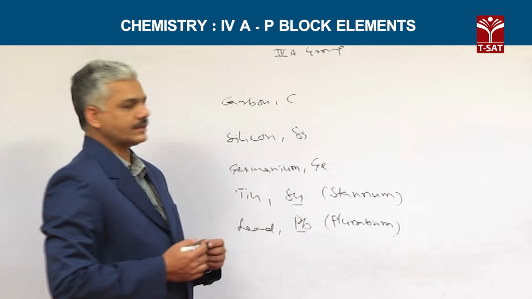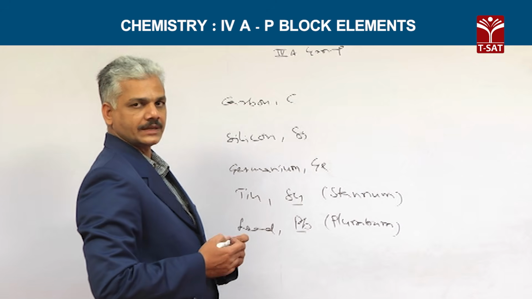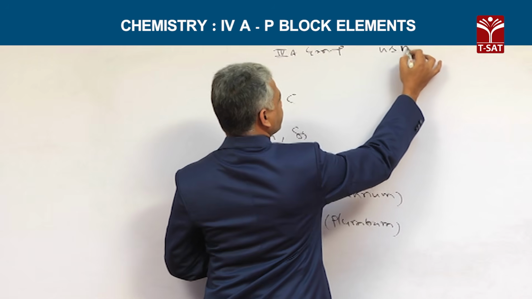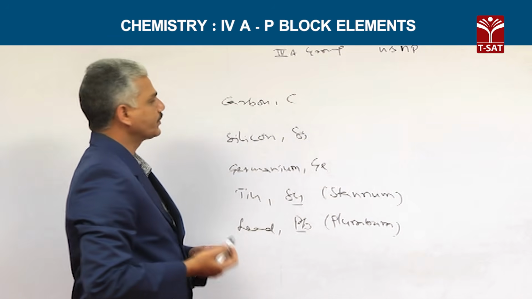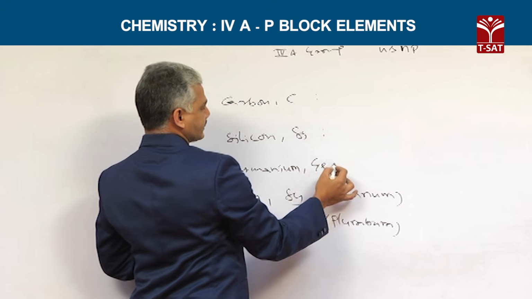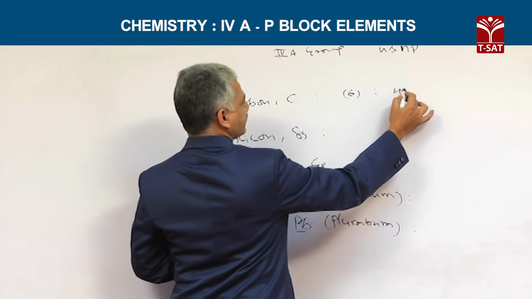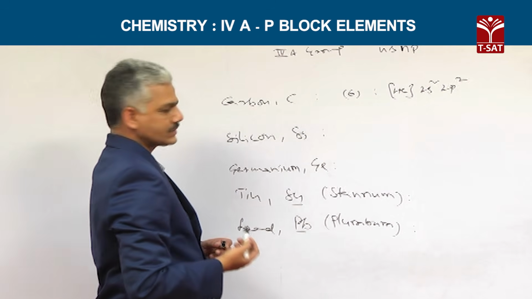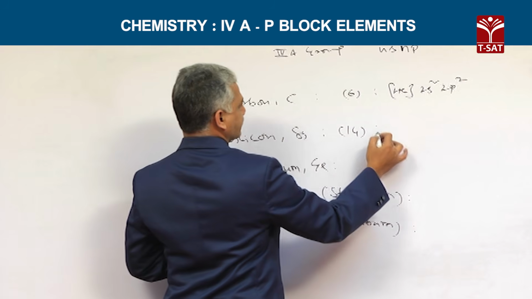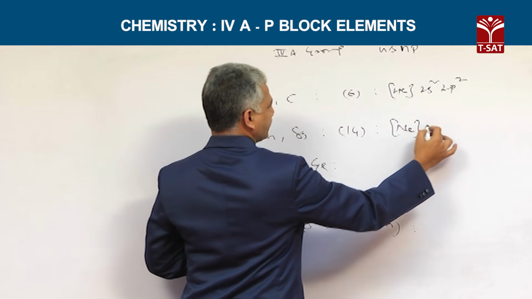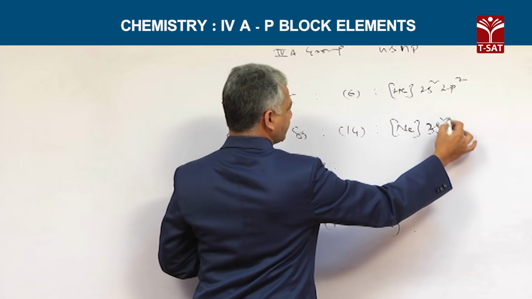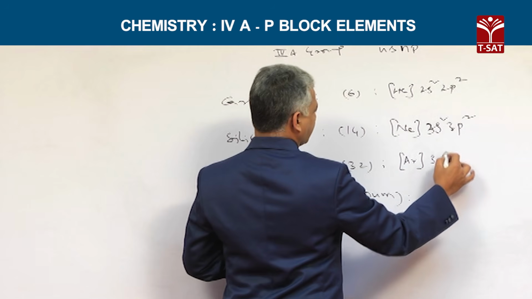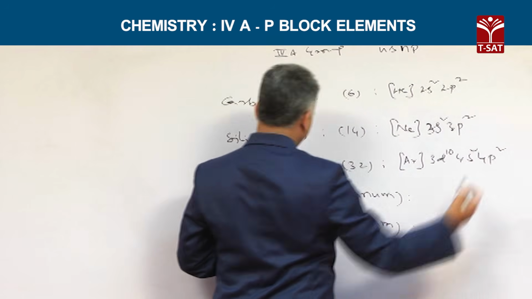In the general physical properties, the first physical property is electronic configuration. The general electronic configuration of fourth A group elements is ns2 np2. Coming to individual elements, carbon, atomic number 6, configuration is represented as helium followed by 2s2, 2p2. Silicon, atomic number 14, electronic configuration is neon followed by 3s2, 3p2. Germanium is argon followed by 3d10, 4s2, 4p2.